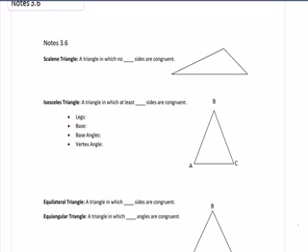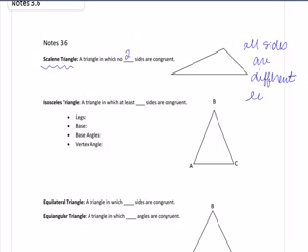Okay. In 3.6 we have general definitions for triangles, and I'm sure you've seen lots of these before. The first vocab word is scalene triangle. A scalene triangle is a triangle in which no two sides are congruent. And I'd like you to write that all sides are different lengths.